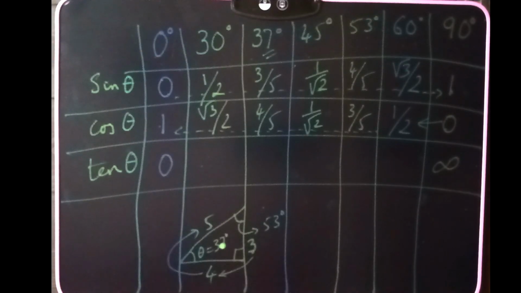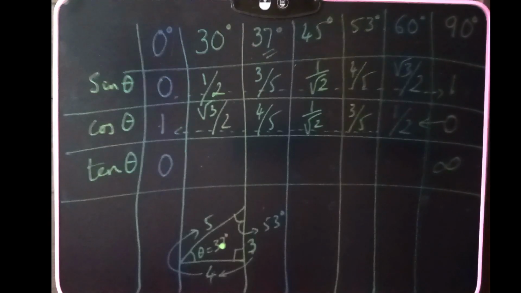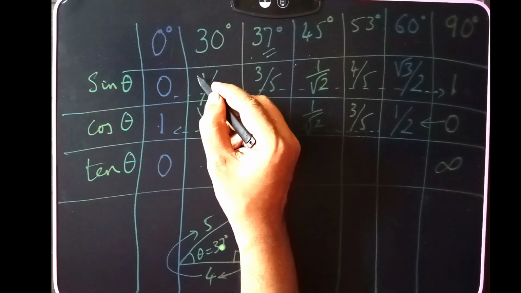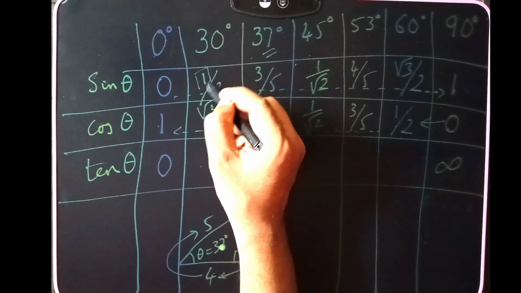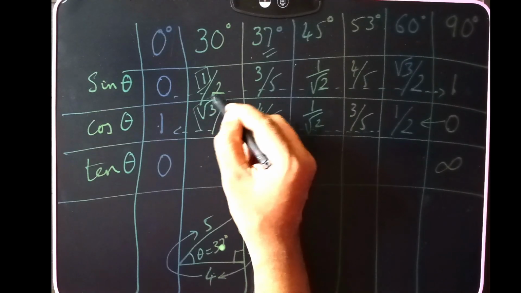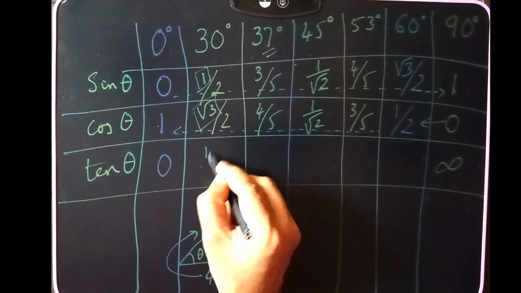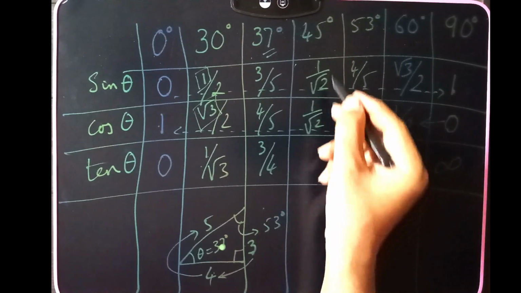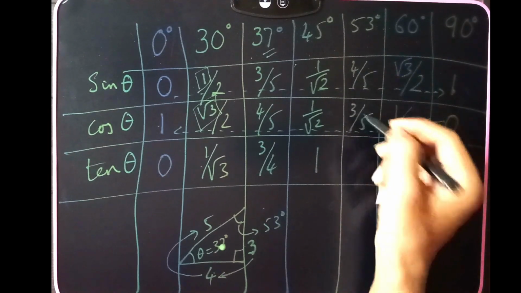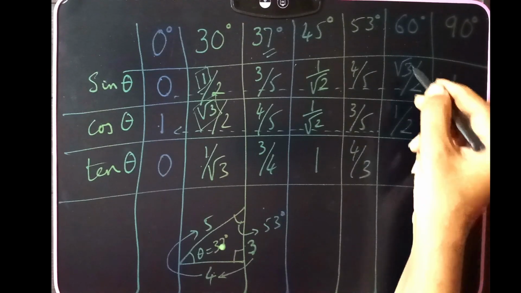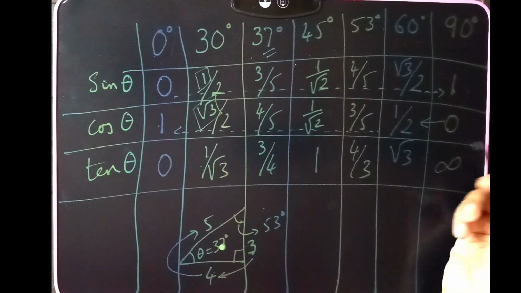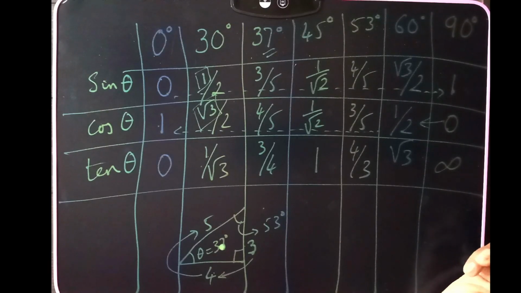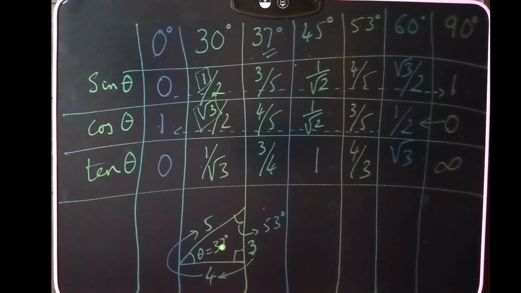So now what is tan? Tan is basically sine by cos. So you only take the numerator part of sine and numerator part of cos. So here you will get 1 by root 3. Here you will get 3 by 4. Here you will get 1. Here you will get 4 by 3. Here you will get root 3 by 1. Basically it's root 3 only. This is how you're supposed to remember.